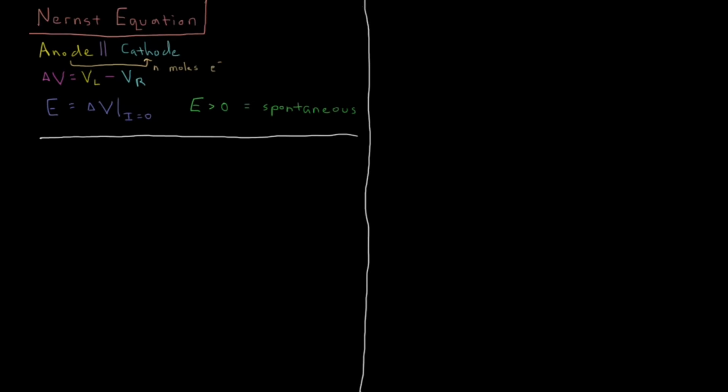In this video, we want to connect the Gibbs energy of reaction, which occurs during a cycle of an electrochemical cell, with the electromotive force that is produced by that cell. So we're going to connect delta G and E.